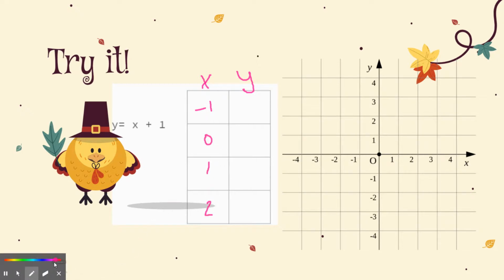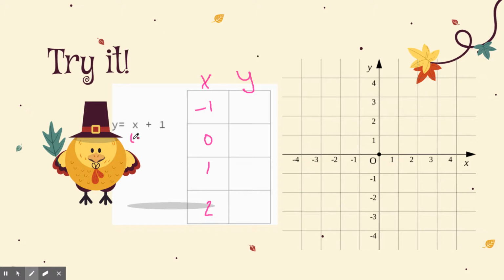These are the ones I always like to rely on. The reason why is because they're relatively easy to calculate no matter what my number is. Even if I have fractions or decimals, it's relatively easy to multiply them by these numbers. So now I need to figure out what the y value is at all these times. So I'm going to plug it in.